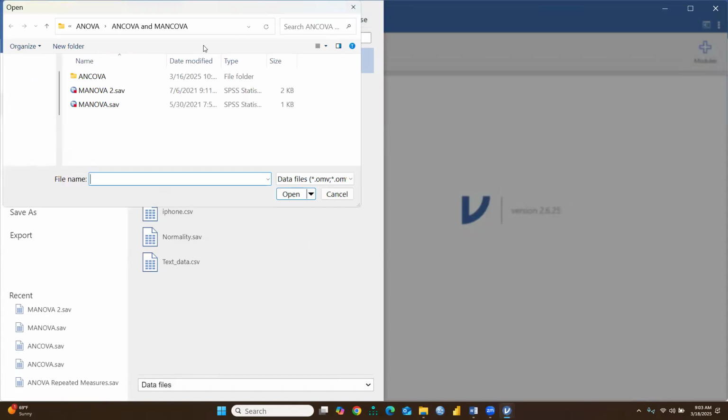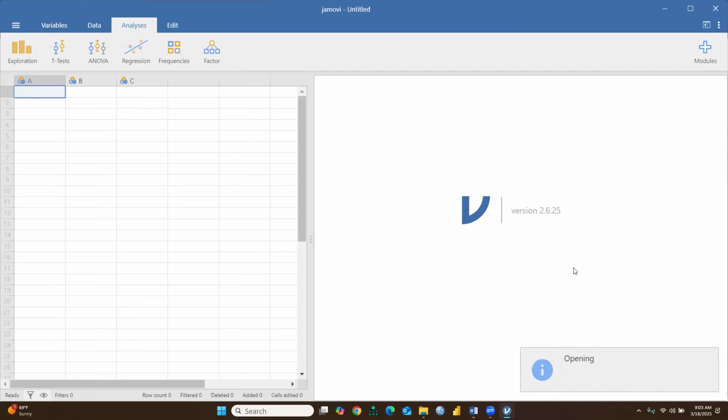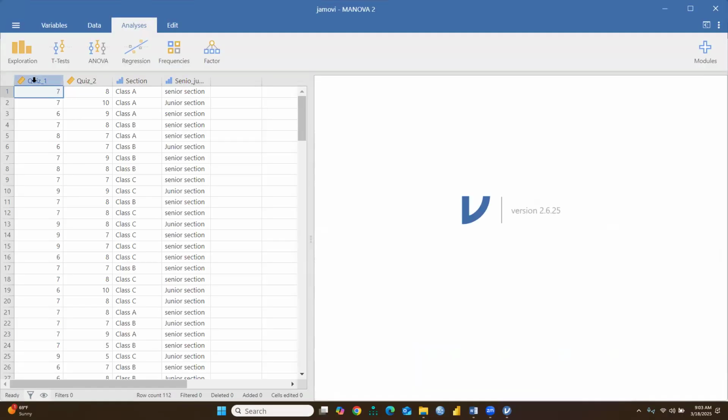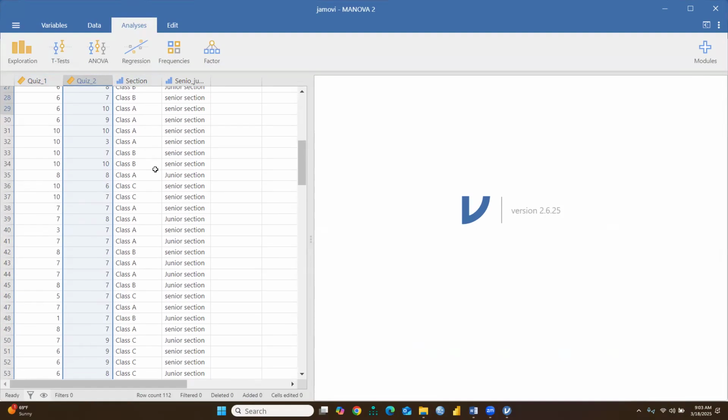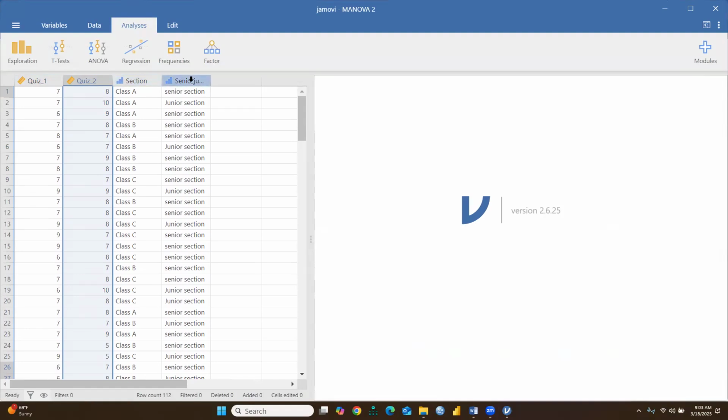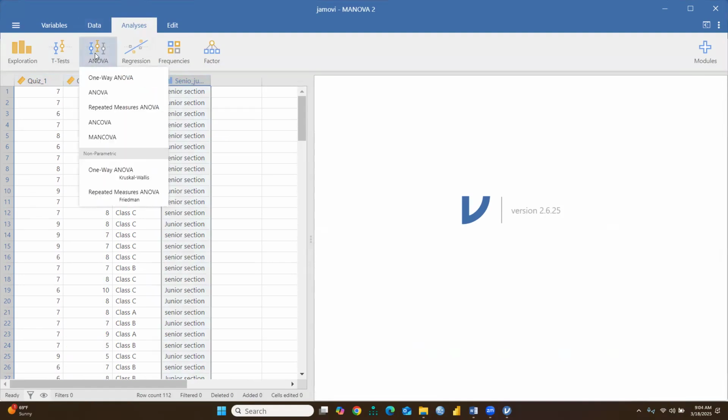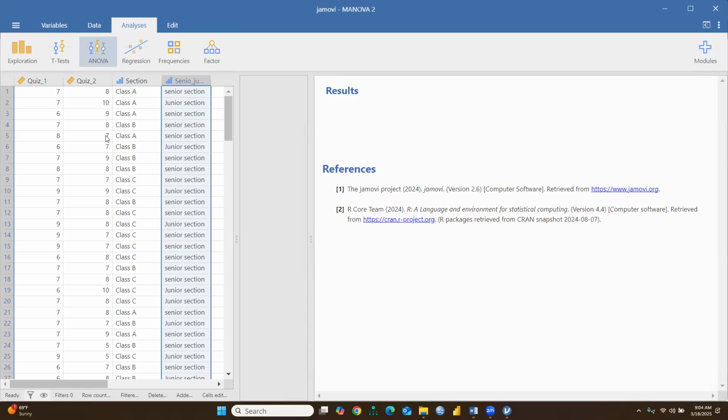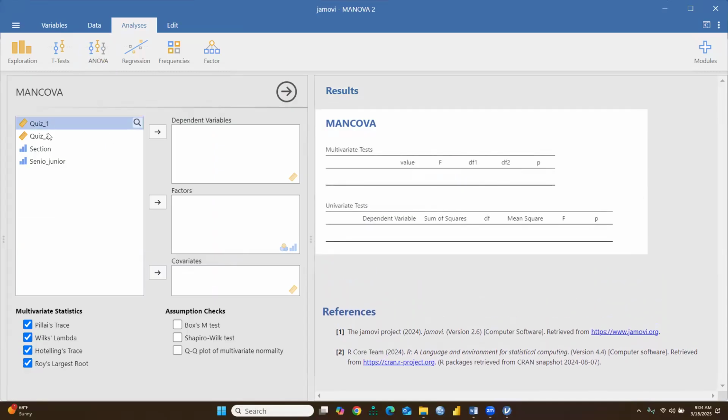So let me open my Jamovi and show what my data looks like. Let me browse, this is my MANOVA 2 file, and we will open this. The file is now open. In my data set, there are quiz 1 marks and quiz 2 marks, which are my two dependent variables. There is section, with three categories: A section, B section, and C section. And senior-junior, with two levels. These are my two independent variables. So let me start ANOVA, and we will go to MANCOVA.